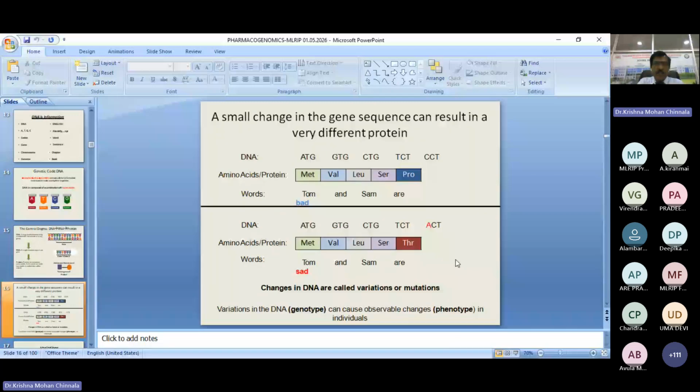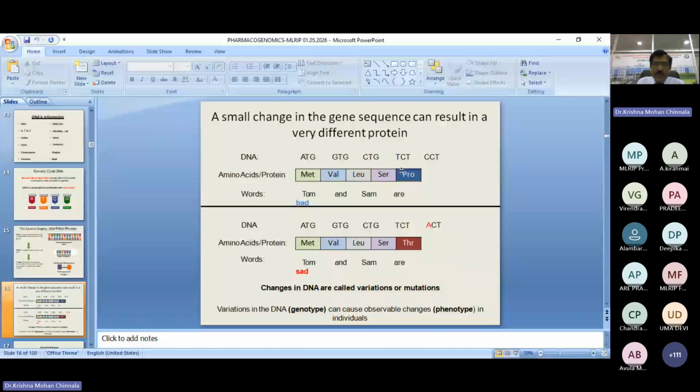So a small change in gene sequence can result in a very different protein. See ATG. If there is just a small difference in its codons, it may produce a different action.